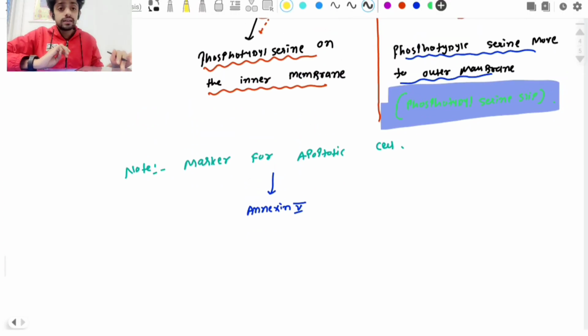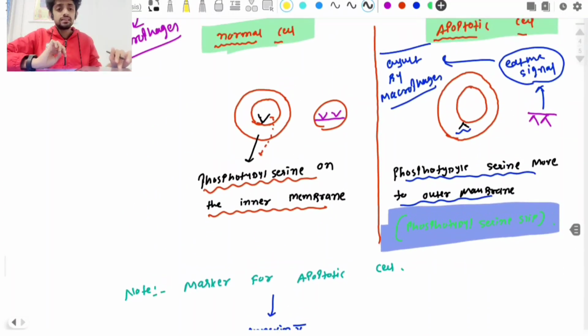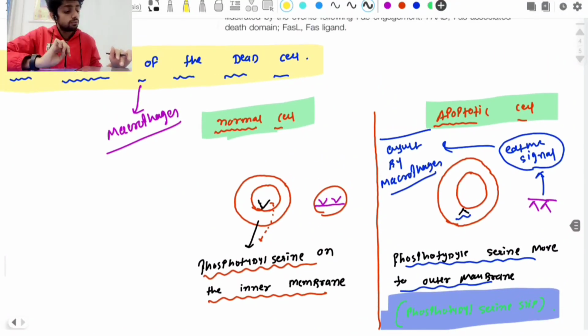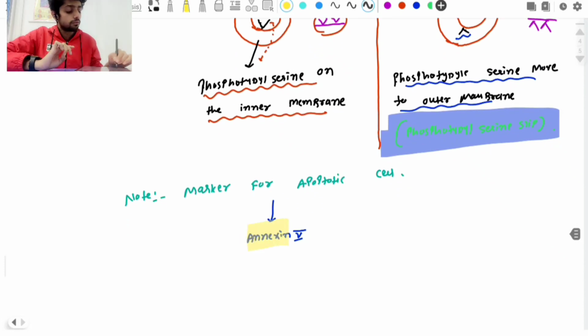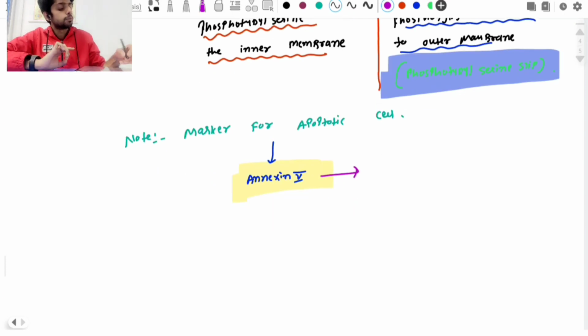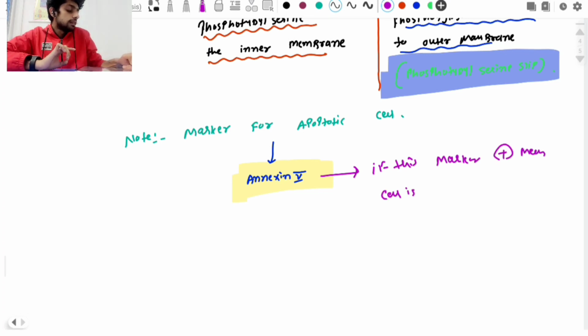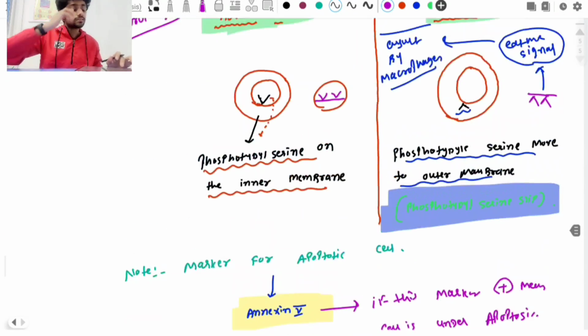Guys, remember one very important point. The marker to detect whether a cell is under apoptosis or not: scientists developed one very special marker, that is annexin 5. So in an apoptotic cell one marker is always present, that is annexin 5. If this marker is positive, it means the cell is under apoptosis.